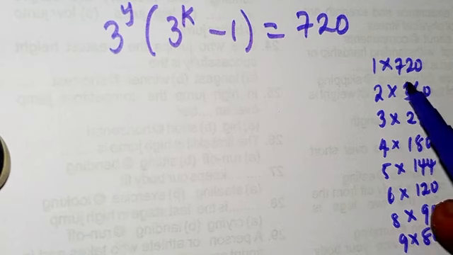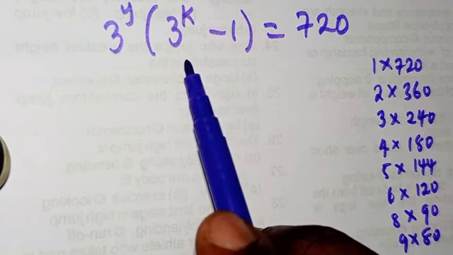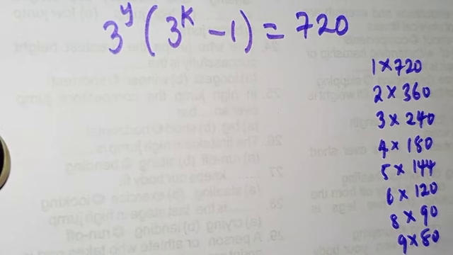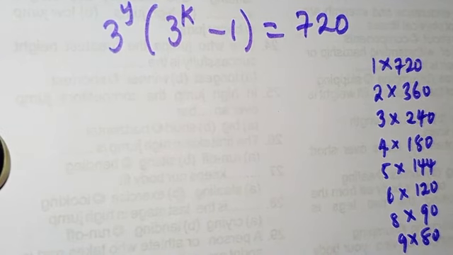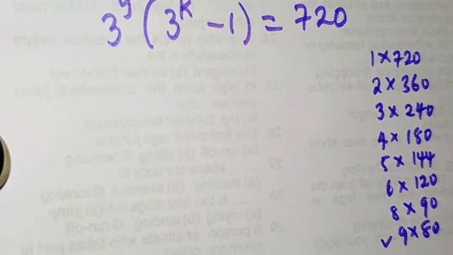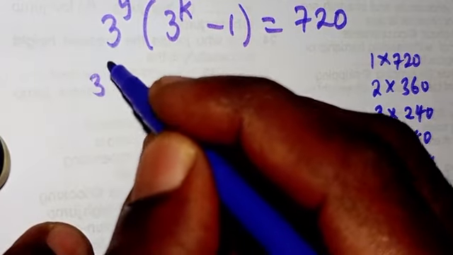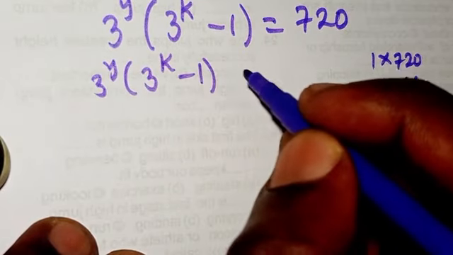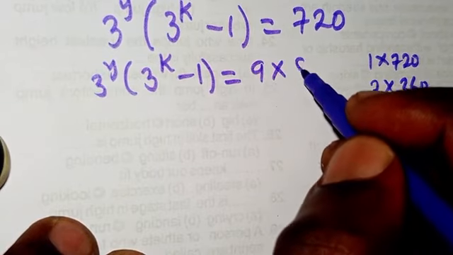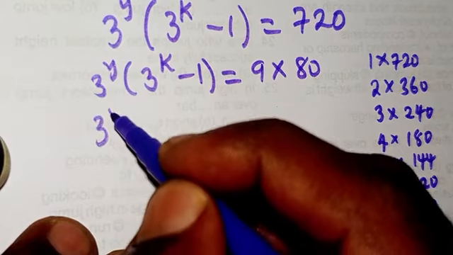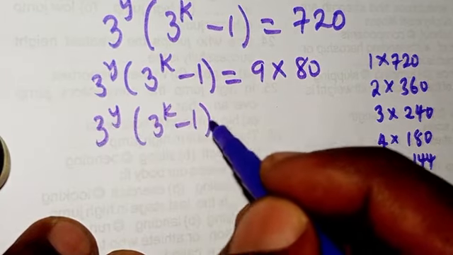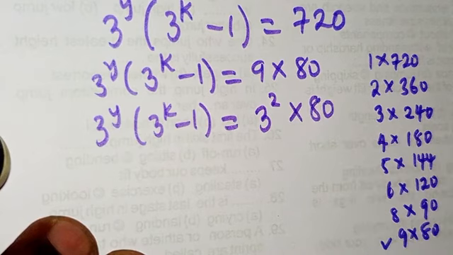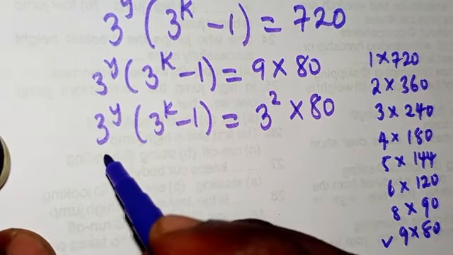So carefully, if you pick all of these now, carefully replacing them, you see that the one that will go with what we are actually looking for is this one here, which is 9 times 80. So therefore, we have 3 to the power y times (3 to the power k minus 1) equals 9 times 80. I can rewrite this 9 as 3 to the power 2, then multiplied by 80.